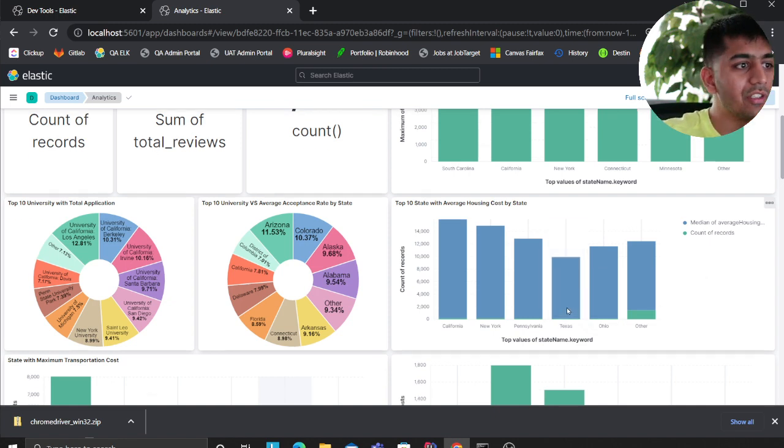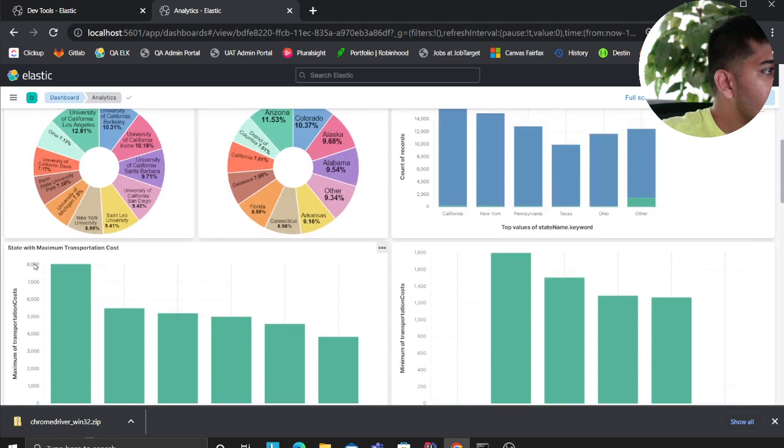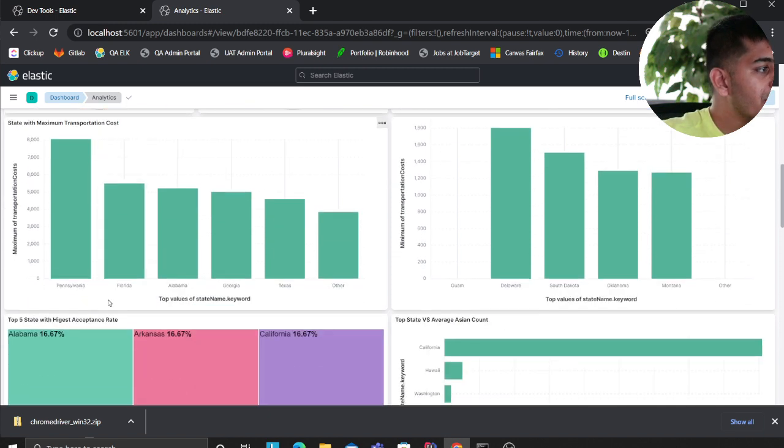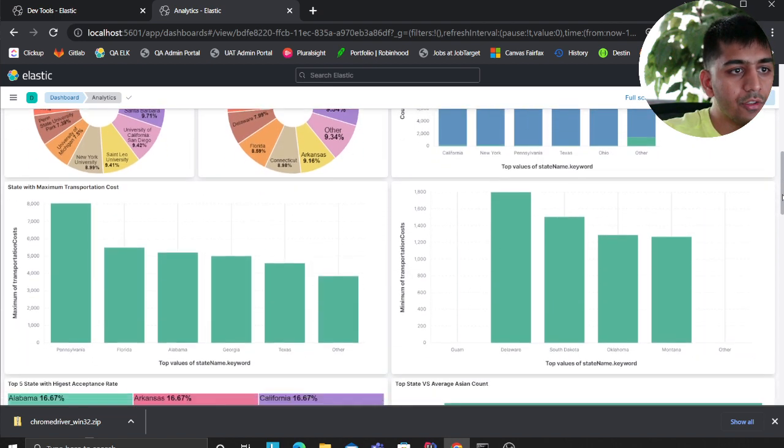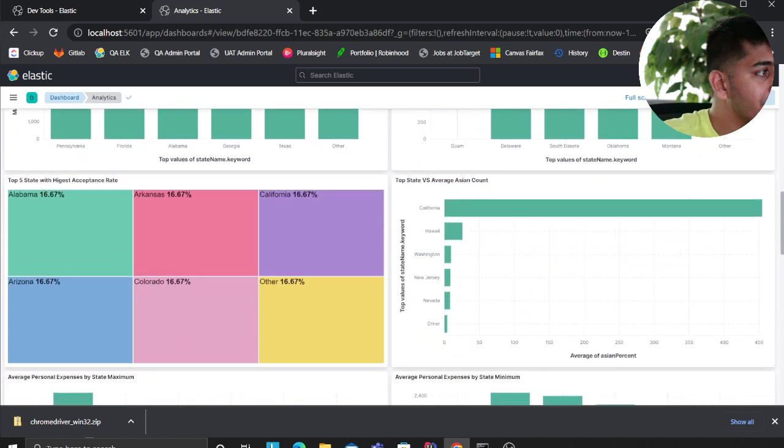It's about $9,700. Next, the states with maximum transportation cost. Pennsylvania and Florida have the maximum transportation cost. I'm sorry if I'm scrolling a little fast. On the left-hand side are the states with the minimum transportation cost. The highest transportation cost is in Pennsylvania, about $8,000 roughly, median. And the lowest are Oklahoma and South Dakota, around $1,500. Very cheap there. Amazing insights.